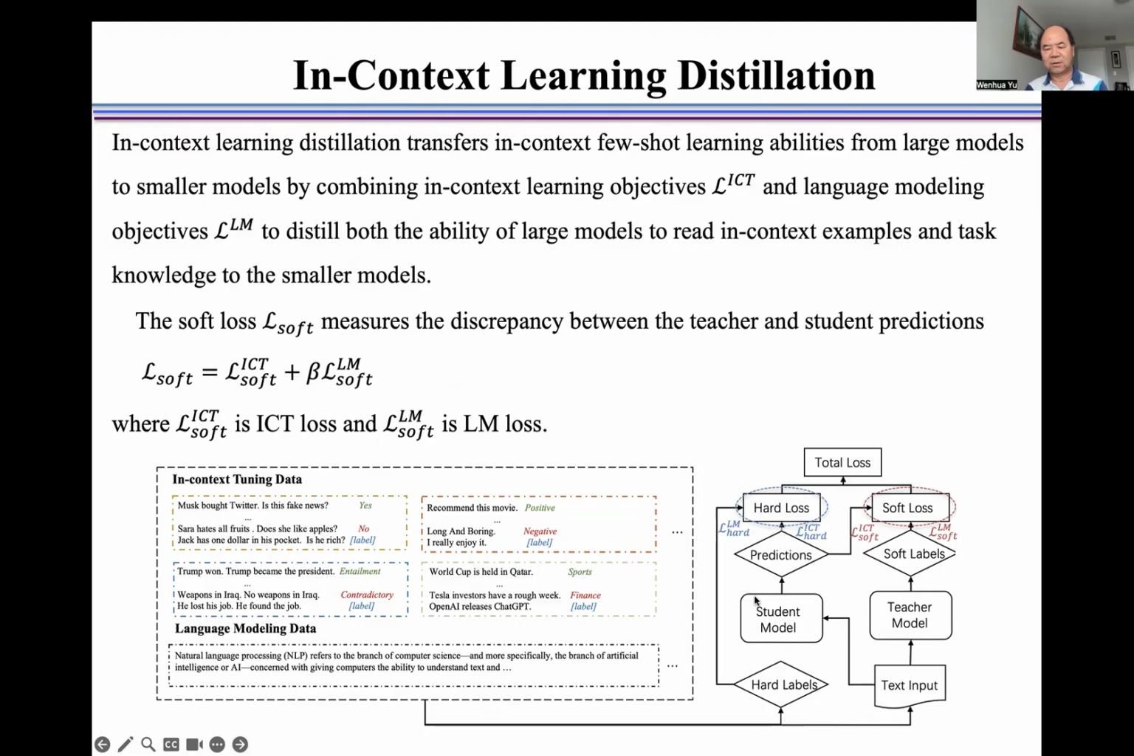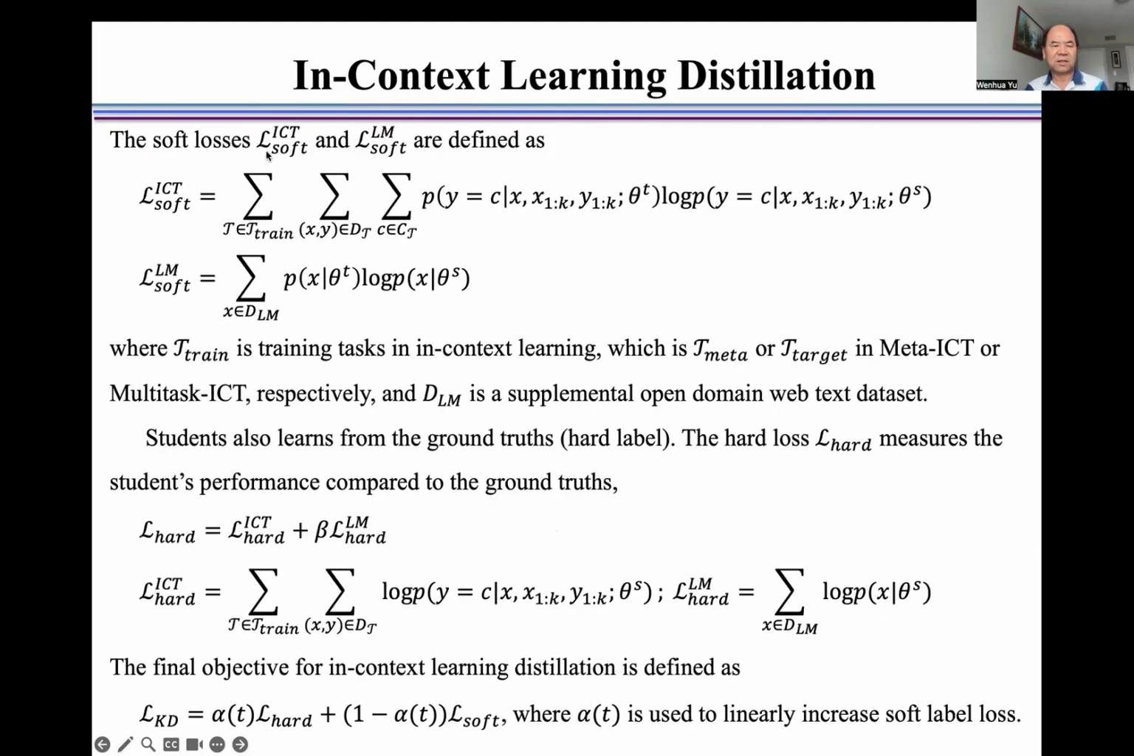As shown here, this soft loss and this hard loss. The soft losses, L_ICT and L_LM, are defined as here, where T_train is the training tasks in in-context learning, which is T_meta or T_target in Meta-ICT or in Multitask-ICT respectively. And D_LM is a supplemental open-domain web text dataset.